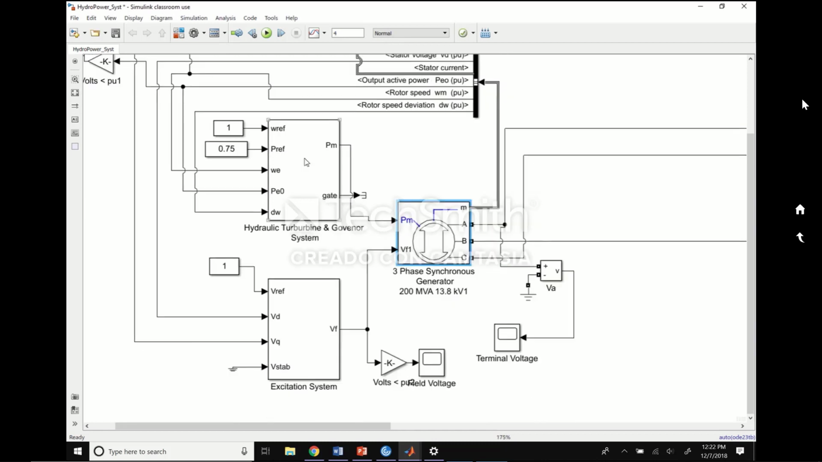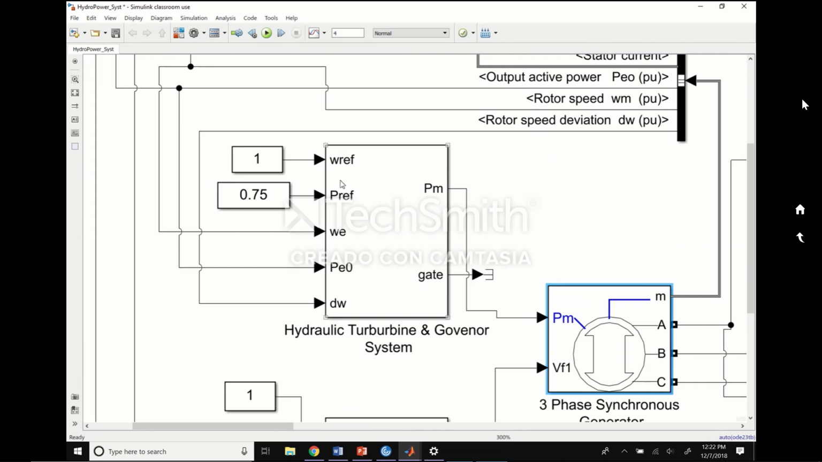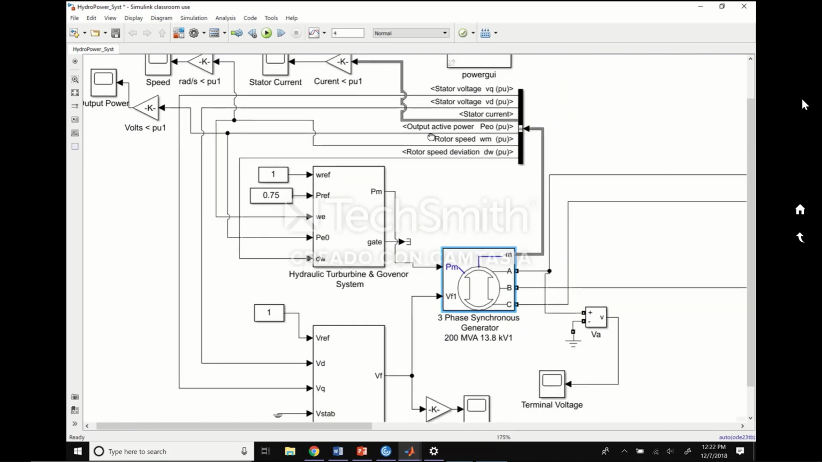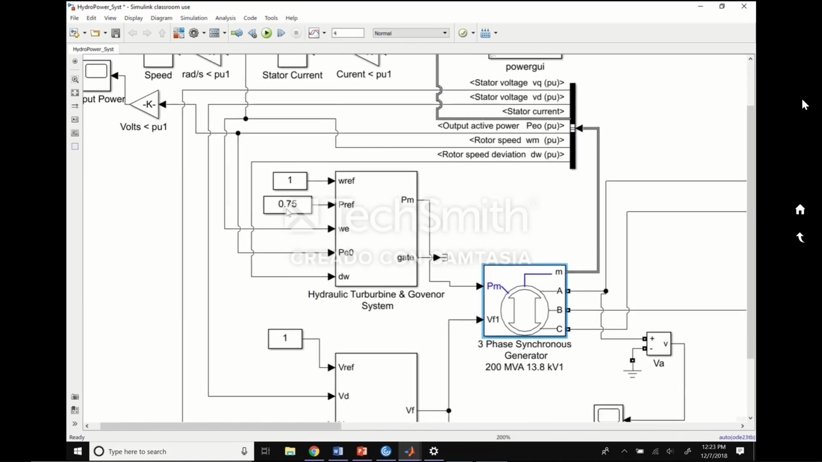Next, in the hydraulic turbine and governor system, we have 5 inputs here. This is the rotation reference, and this is the power reference. This is in per unit values, so we reference the rotation to 1 and the power to 0.75. These reference values are actually found by the power GUI, so these were not set by us. This is set by the GUI so that it can reach a steady state.